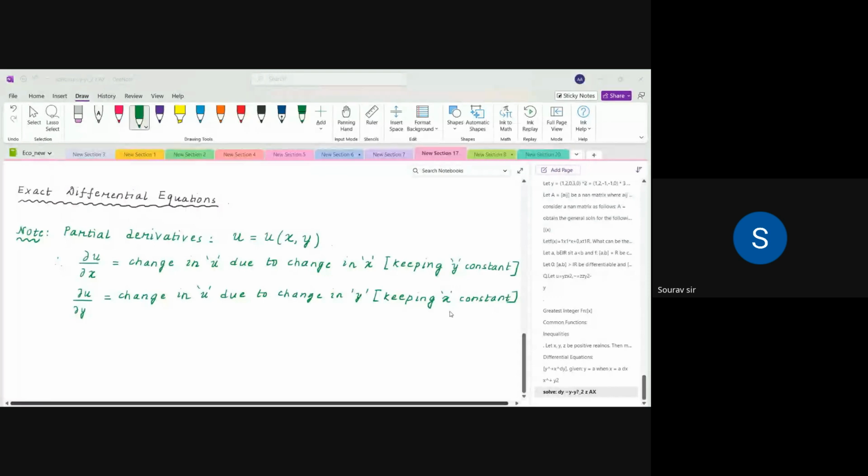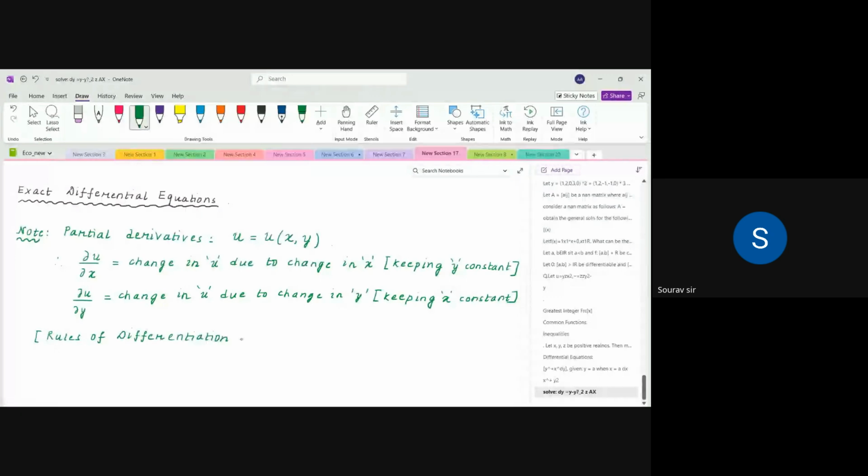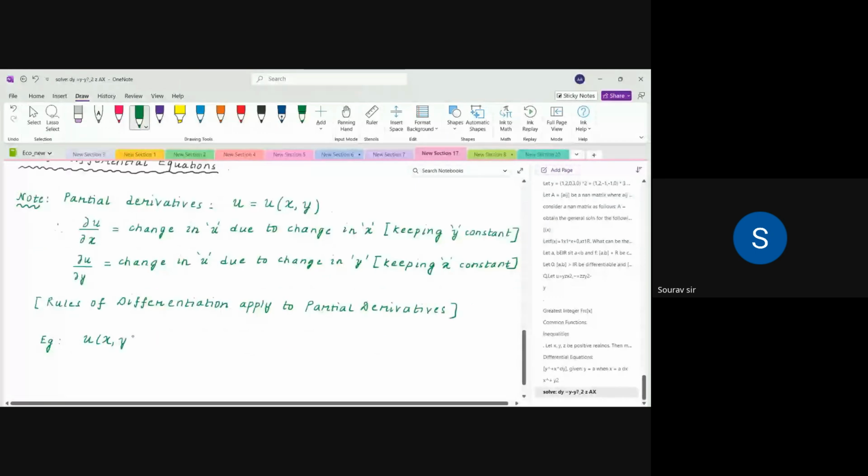Okay, so the rules of differentiation apply to partial derivatives as well. Okay, nothing much changes over here. It is just that you will have a function now of two variables and you need to treat one as constant when you're doing partial derivative with respect to a variable.